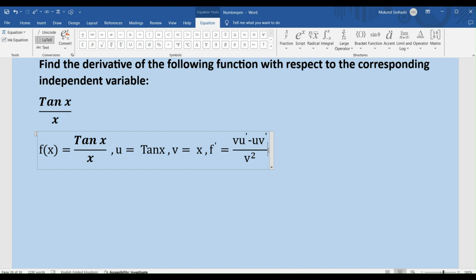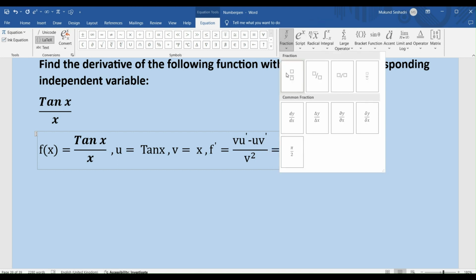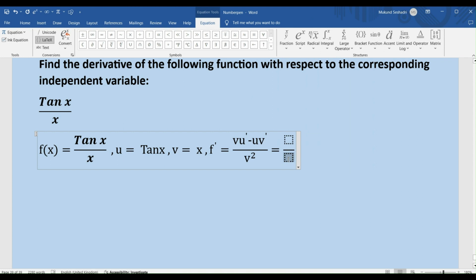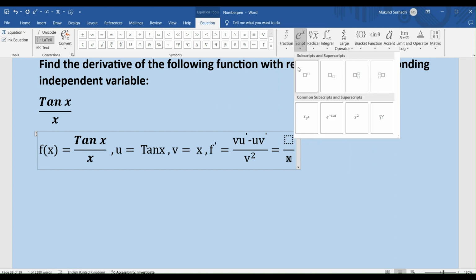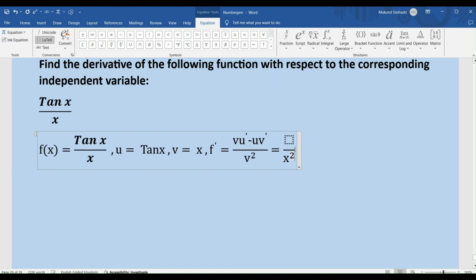So we have solved earlier for tan x and x, right? And we know that my d by dx of tan x is secant square x, and my d by dx of x is 1, right? So this calls for a simple substitution. So let's do that. What is my v square? My v square is x square. So I'm going to do that. My x square, I have it in the denominator.